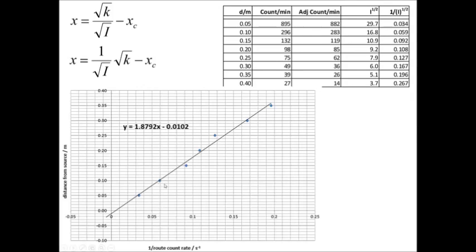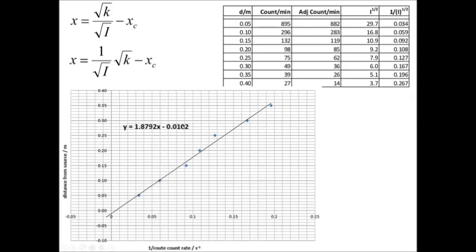That's given me a graph. You can see it's fairly straight. I've used Excel just to do a line of best fit, and you can see we have got a slight negative intercept on the y-axis, and this is 0.0102. So we are saying that xc minus xc is equal to minus 0.01.